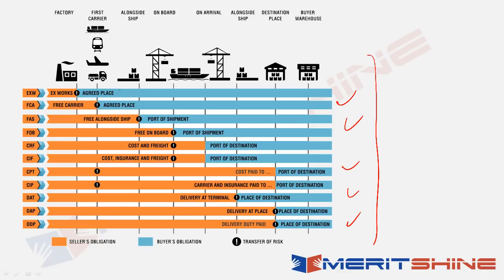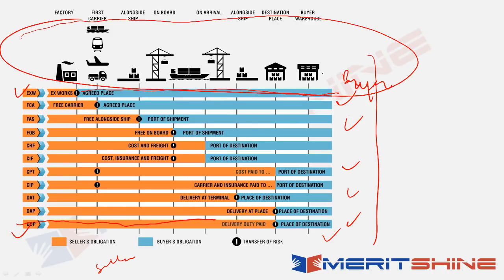Whose risk will it be? The blue one, from the place it becomes the buyer's. The yellow, the orange one is for the seller, depending upon terms. So in DDP, all the risk is for the seller. In EXW, all the risk is for the buyer. Various things happen during the process, and whatever term you use, the risk gets bifurcated from that place.